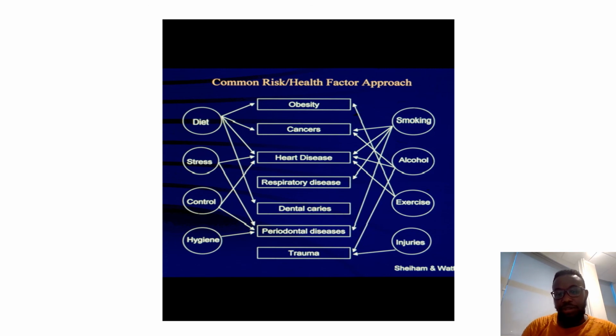So, some common risk factor approaches. We've talked about the factors that can cause diseases or oral diseases. Then what are the common risk factor approaches? In this module, we shall be talking so much about the common risk factor approach. How do you use one intervention to tackle multiple diseases? Say smoking, for instance. Smoking has been implicated in cancers. Smoking has a direct impact on heart disease. Smoking has a direct impact on respiratory disease and also on periodontal disease.